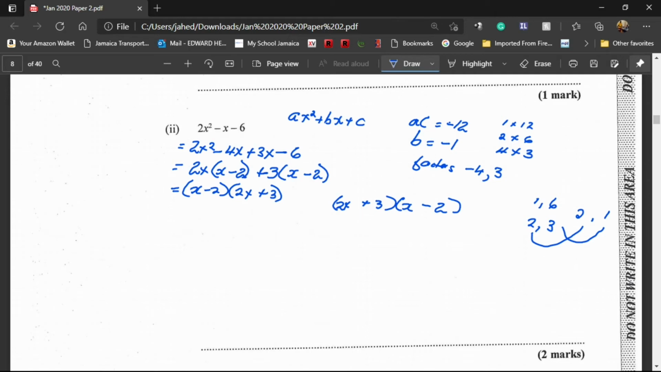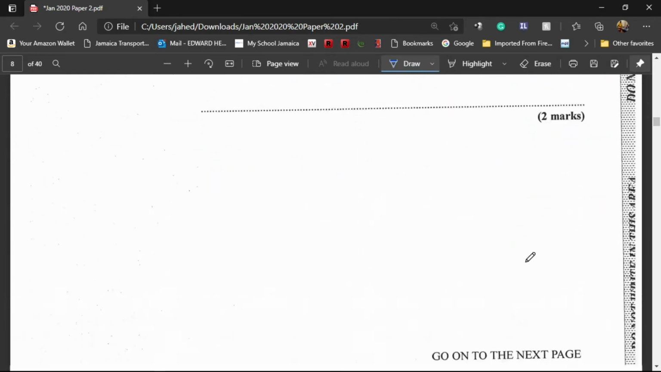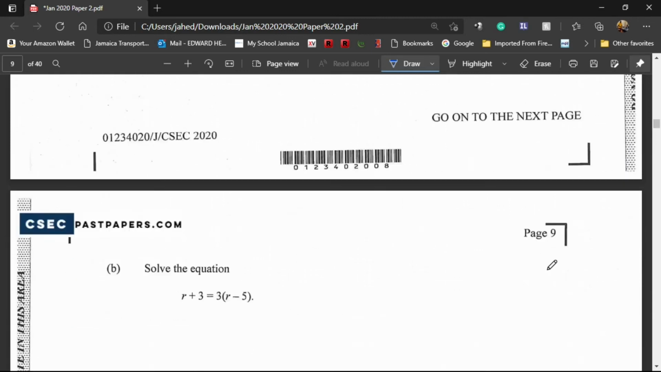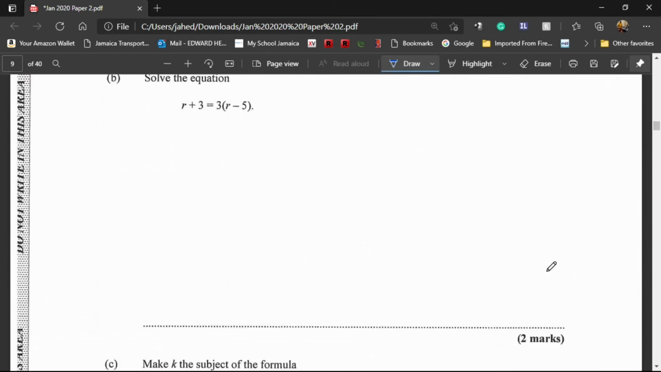Now, this method, by practice, you'll be able to work it out quickly. And that is what maths is, practicing the correct thing. Now let us look at part B. We have to solve the equation. The only unknown variable there is r, so we are going to solve for r.